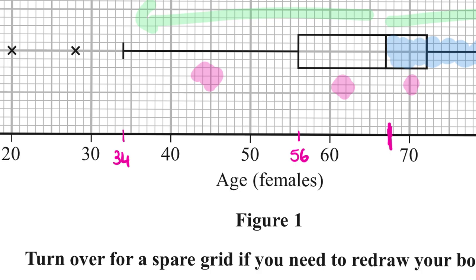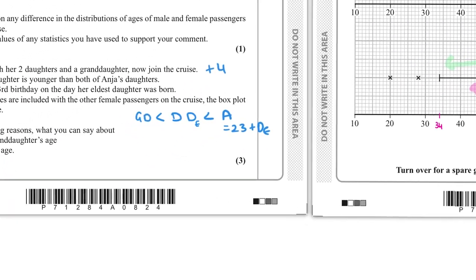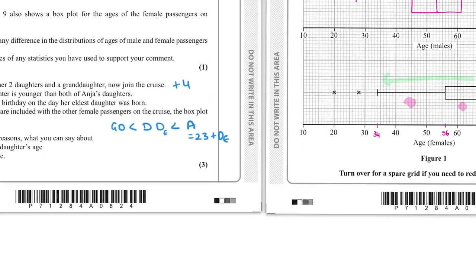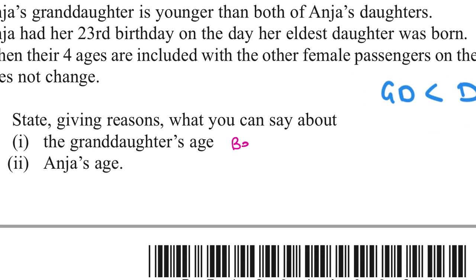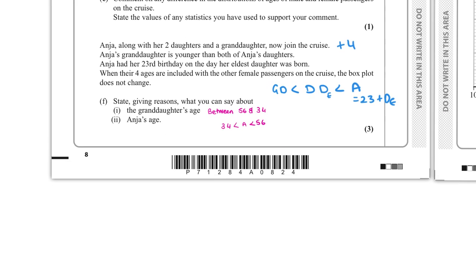Granddaughter's age between 56 and 34. Okay, how could I write that nicely? 34 is less than age, which is less than 56, yeah? Could I put including? We're adding 4. We'll come back to that question in a minute.